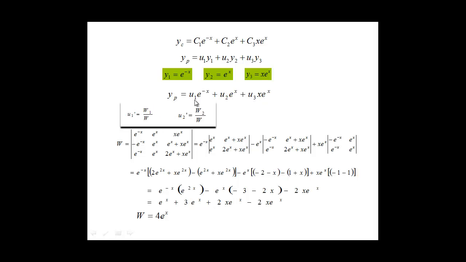Using this formula or using the Wronskian, we obtain u sub 1 prime, u sub 2 prime, and u sub 3 prime. First, we find w by using the three linearly independent solutions, and we differentiate them once and twice. Using our knowledge of the 3 by 3 matrix, we obtain this, and simplifying it, we obtain w which is equal to 4e to x.